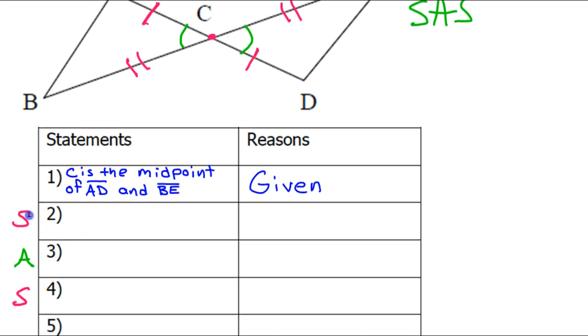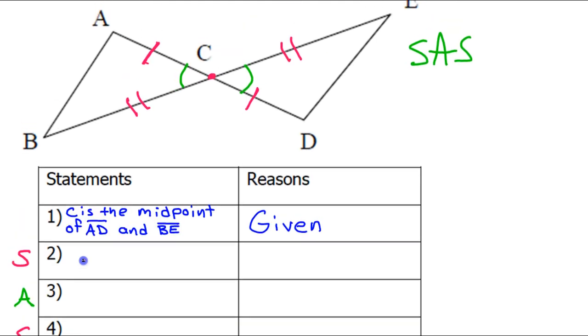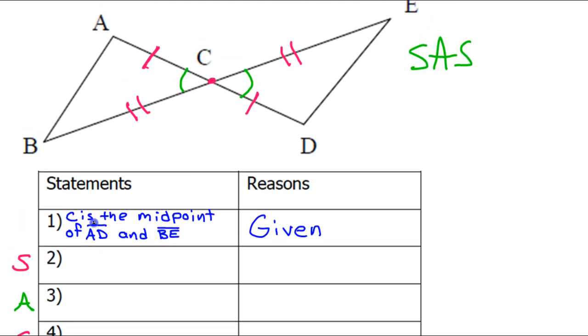Okay, so it's time for a pair of sides. Now we were given that C is the midpoint. So that indirectly told us that, for example, AC would be congruent to CD. So it's time to say that. Segment AC is congruent to segment CD. Okay, so that's one pair of sides, and that is the definition of midpoint.